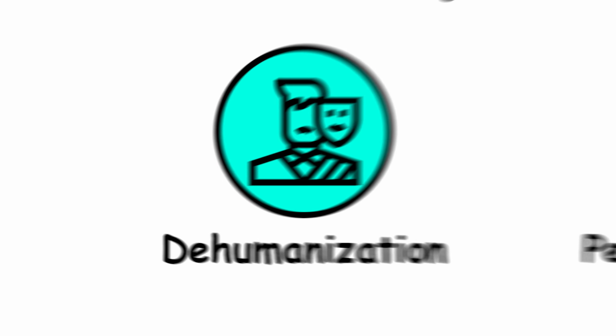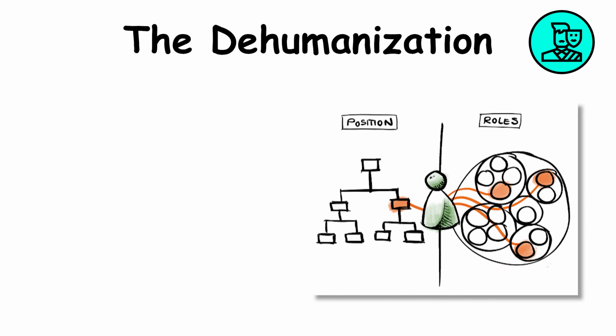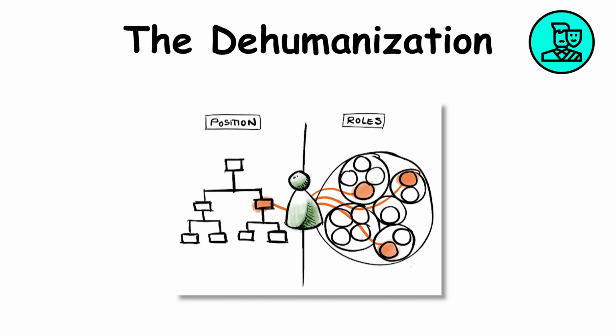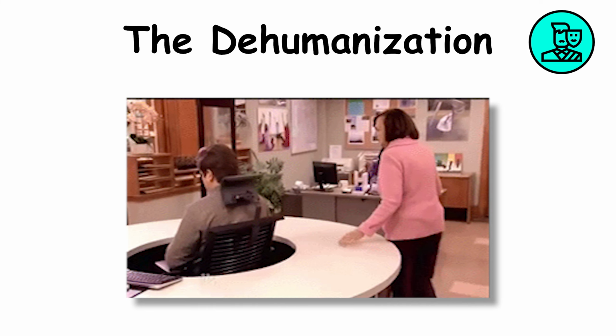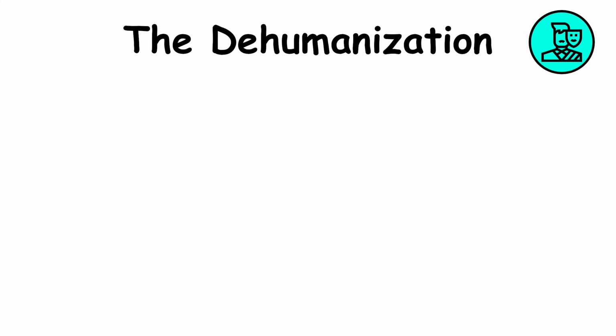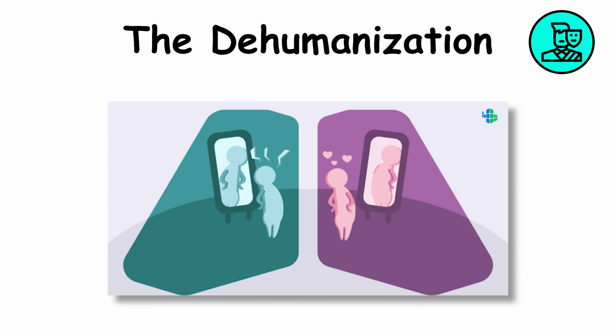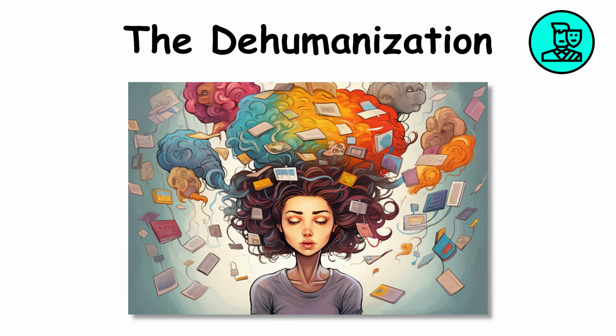The 11th technique is dehumanization. The manipulator tries to reduce a person to their role or function, stripping them of their individuality. This makes the victim feel less significant and unique in the eyes of the manipulator and others. For example, the manipulator might constantly highlight only the victim's professional qualities, ignoring their personal virtues and achievements. This diminishes the victim's self-esteem and enhances their dependence on the manipulator's opinion.